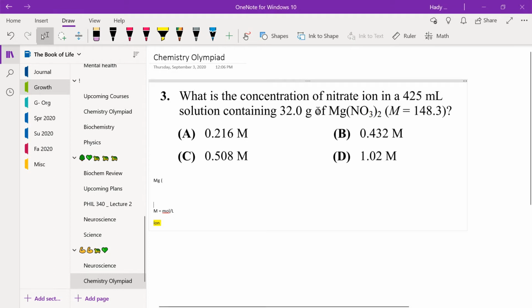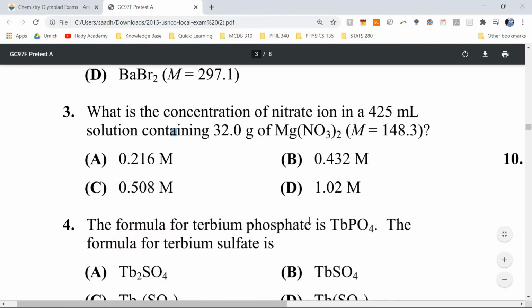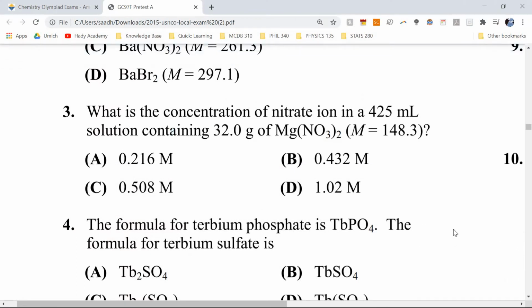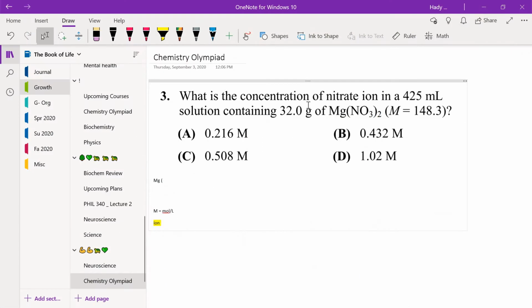So we have this question here. We're doing question 3 from the 2015 exam, and it asks about concentration. There are multiple things in this problem, actually, to realize. So yeah, it's asking about the concentration, and I want to turn your attention to the units.